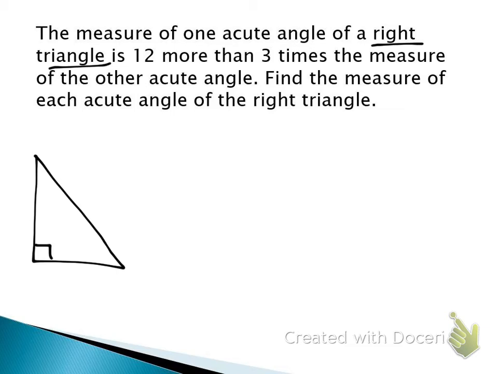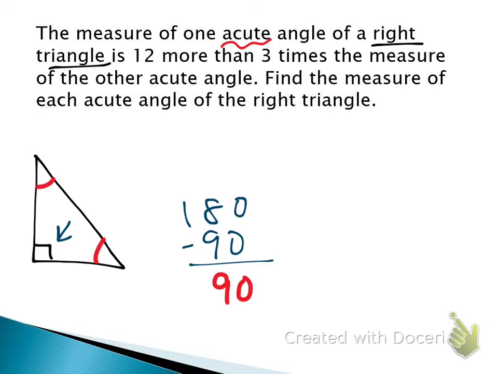So let's just pause for a second. It says the measure of one acute angle. So here's why it's saying that. How many degrees are in a triangle in general? 180. How much is taken up by the right angle? 90. So that means what's left for these two, they have to add up to 90. So in order for them to add up to 90, they both have to be less than 90. So that's why they're referring to these two. I highlighted them in red. They are going to be acute.